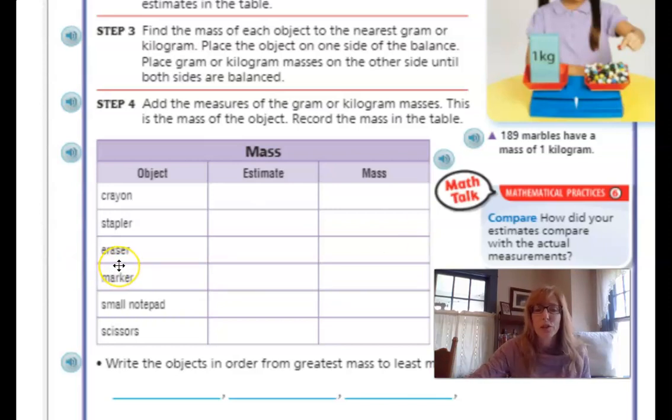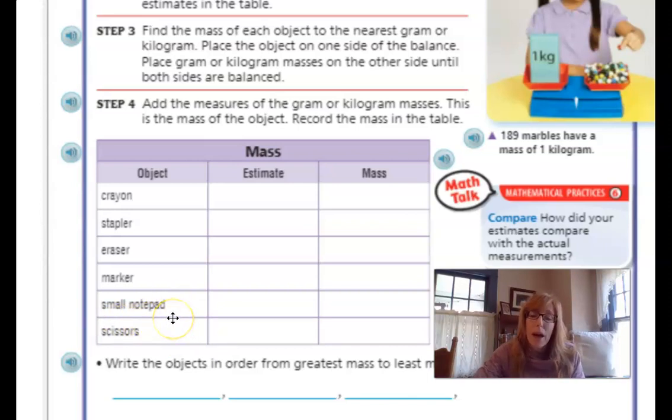Then we go to an eraser. When you lift an eraser, it's really, really quick. I'm not going to say it's 1 gram. I would say an eraser, yes, you're going to use grams, but you're going to use a couple of grams, but nowhere near 1,000. How about a marker? When you lift up a marker, it's very, very light. So hopefully you're thinking probably maybe 10, 15 grams.